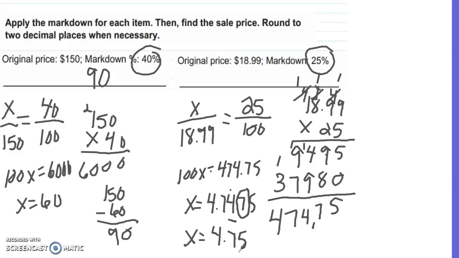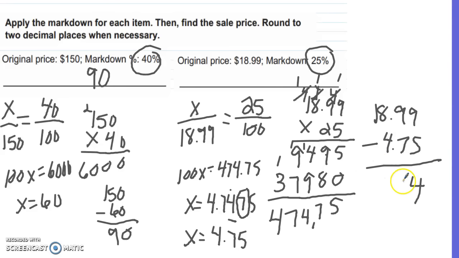You get $4.75. Now, since this is a markdown or a discount or a sale, you are going to subtract the original minus the discount or the markdown. So minus 4.75. Whoops. 4.75. So when I subtract, 9 minus 5 is 4. 9 minus 7 is 2. 8 minus 4 is 4. We get $14.24.